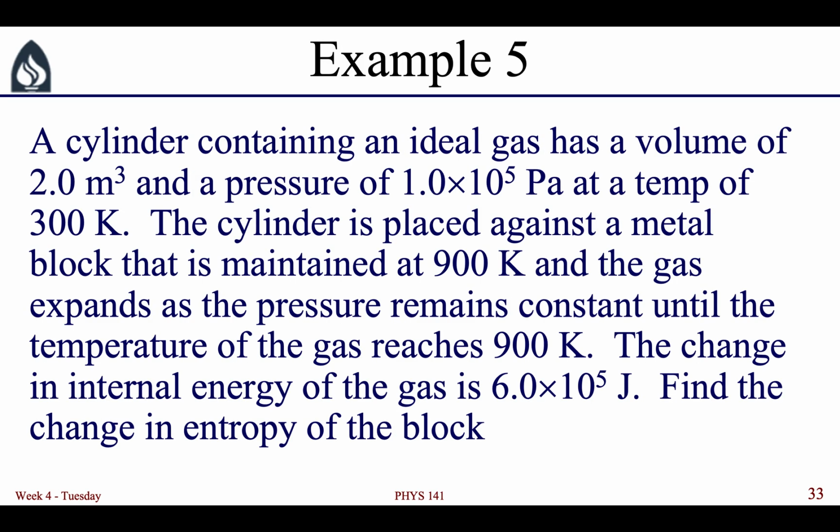So let's next take a look at this example problem. We have a cylinder containing an ideal gas that has a volume of 2 cubic meters and a pressure of 1 × 10⁵ pascals at a temperature of 300 Kelvin. The cylinder is placed against a metal block that is maintained at 900 Kelvin, and the gas expands as the pressure remains constant until the temperature of the gas also reaches 900 Kelvin. The change in internal energy of the gas is 6 × 10⁵ joules. Find the change in entropy of the block.